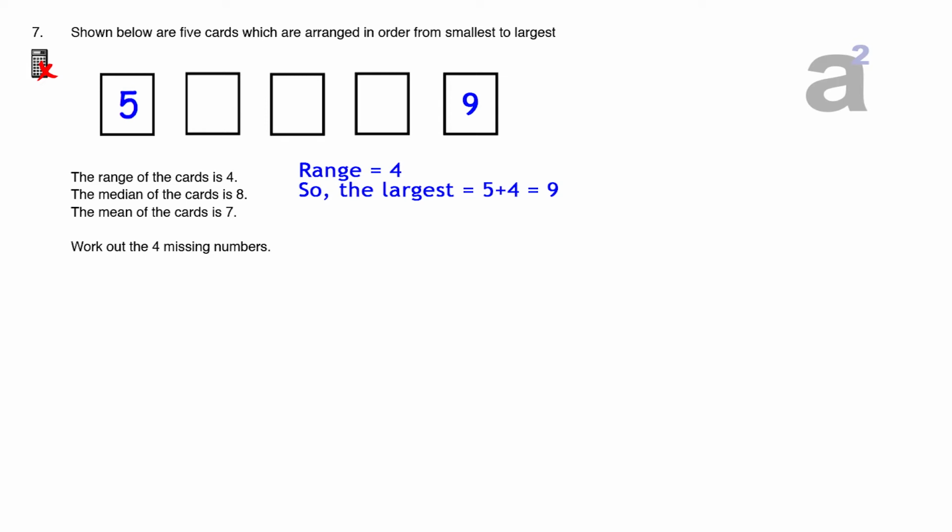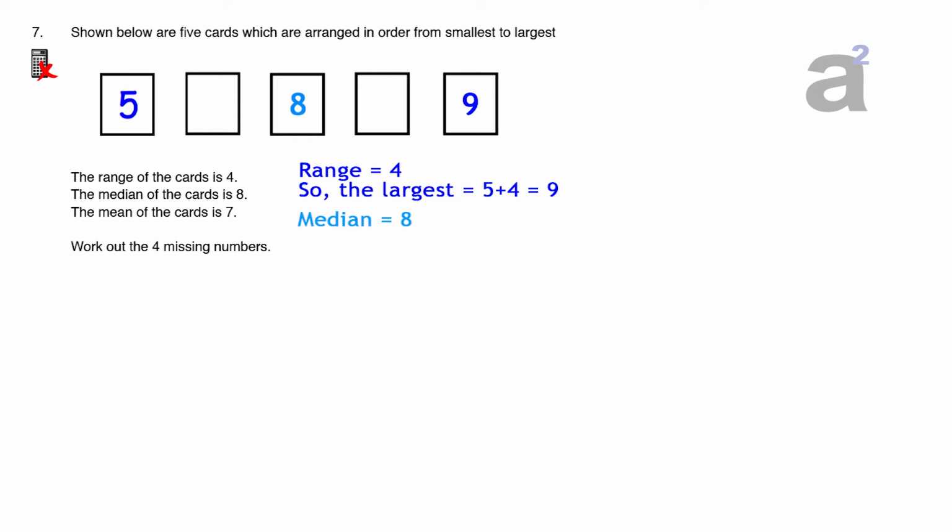So we need to find only 3 numbers in between. Then the median of the cards is 8. Median should be in the middle. So the middle number is 8. So we got the first number 5 already given, and the last number using the range we got, which is 9. And the median is 8, which is in the middle. So we need to find the second and fourth numbers.